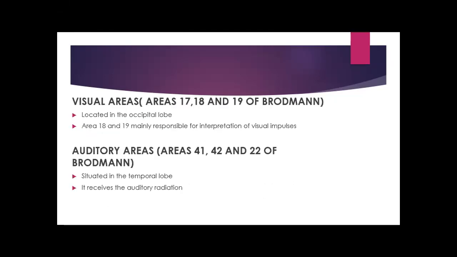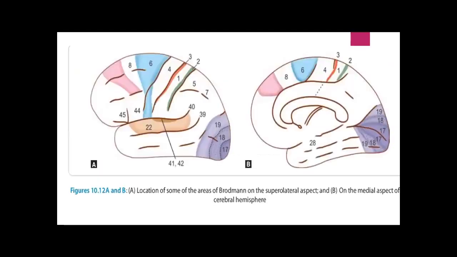The visual areas are areas 17, 18, and 19 of Brodmann and are located in the occipital lobe. Area 18 and 19 are mainly responsible for interpretation of visual impulses. The auditory areas are areas 41, 42, and 22 of Brodmann. They are situated in the temporal lobe and receive the auditory radiation. This is a diagram showing the location of some of the areas of Brodmann on the supralateral aspect and on the medial aspect of cerebral hemisphere.